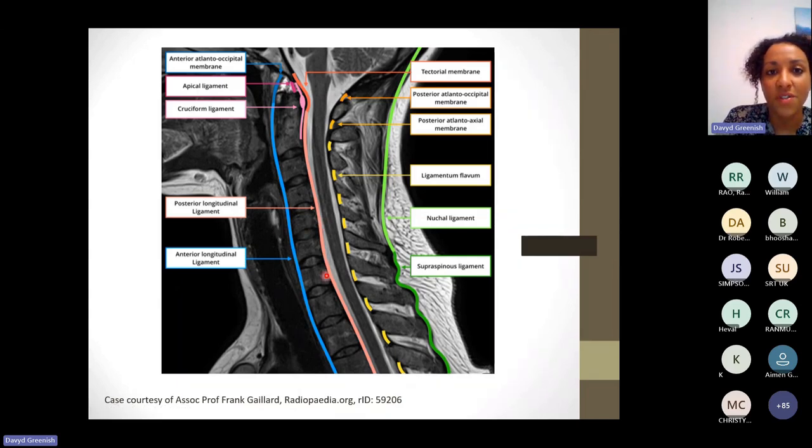And then you've got posterior longitudinal ligament. You've got ligamentum flavum, and then you've got your supraspinous ligament that goes around the back. I think those are probably the main ones to learn. And if you want to go into the others and recognize them, that's great. I won't go into them today.